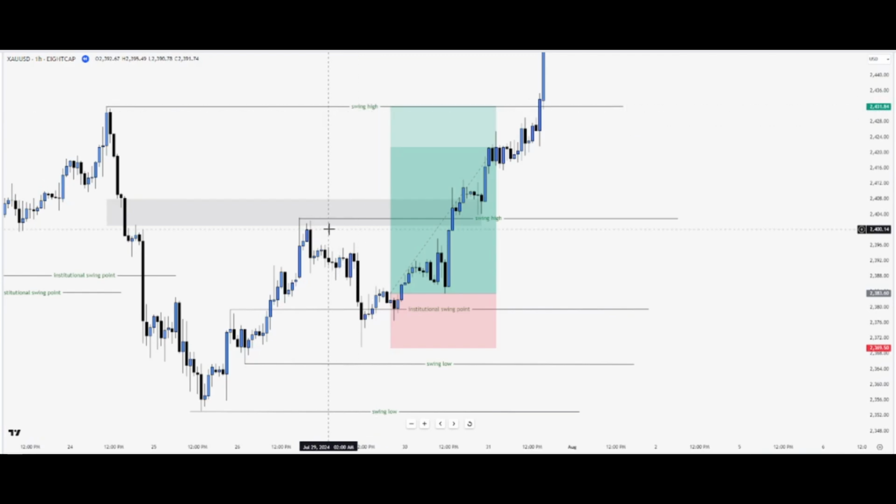So this is how you can use institutional swing points, swing highs and swing lows as data points in market structure to be able to frame high profitable and high rewarding trading setups.